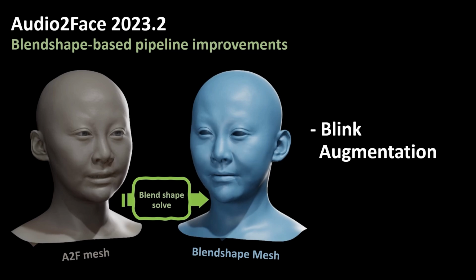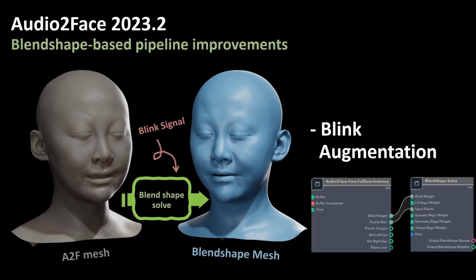In this new version, the blinks are captured correctly. Behind the scenes, Audio2Face issues a blink signal that is directly computed when estimating the expression weights. If you are setting the pipeline manually, you would need to connect the new blink weight output and input of the core and solve nodes.